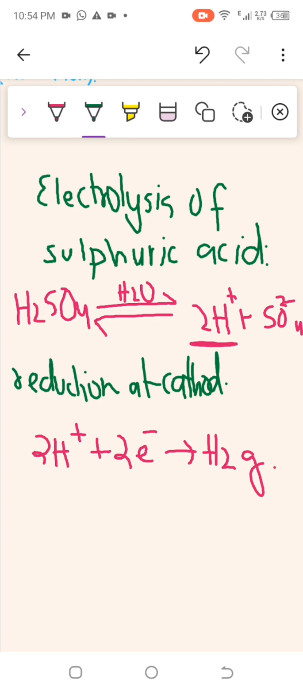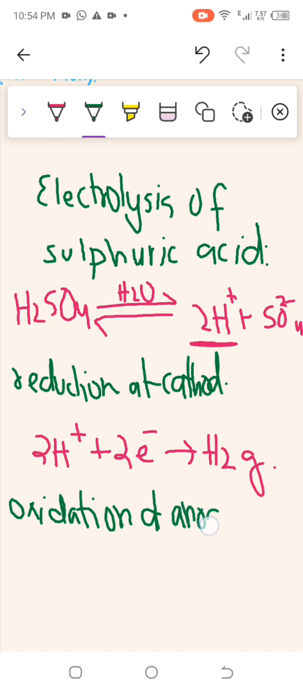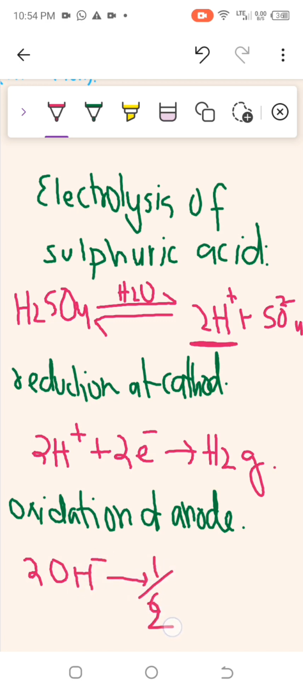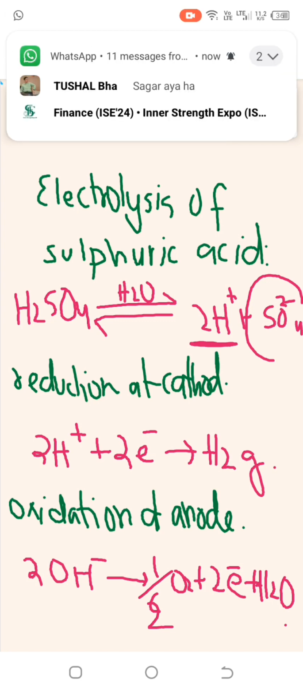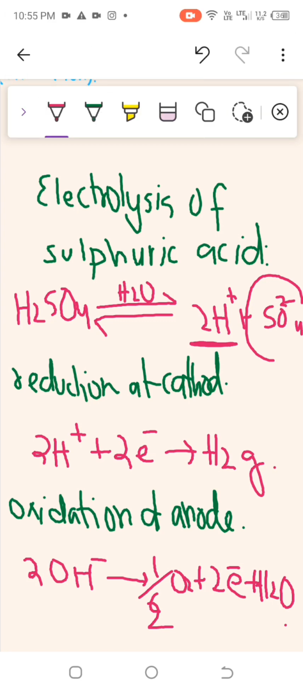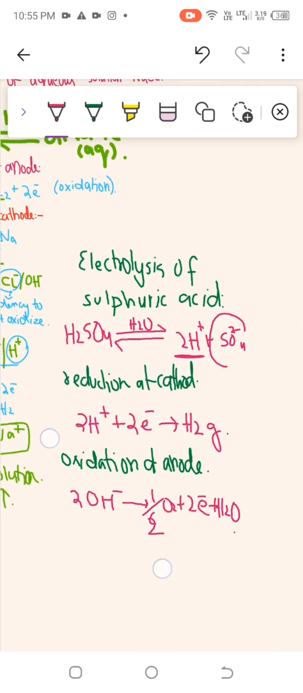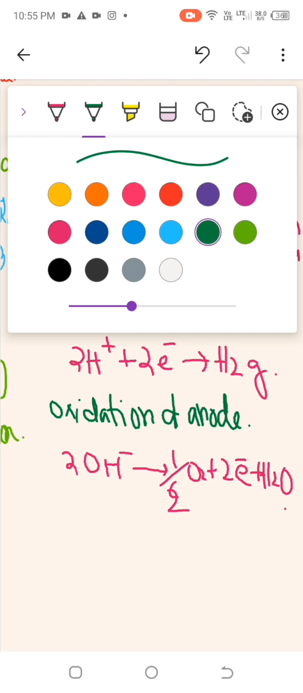Now oxidation at anode. So here you can see at the anode we have 2OH negative giving half O2 plus 2 electrons plus H2O. So why have I taken OH here, not SO4? Because OH has more tendency to oxidize. However, SO4 has less oxygen to be oxidized, right? SO4 के पास less tendency है, and OH has more tendency.